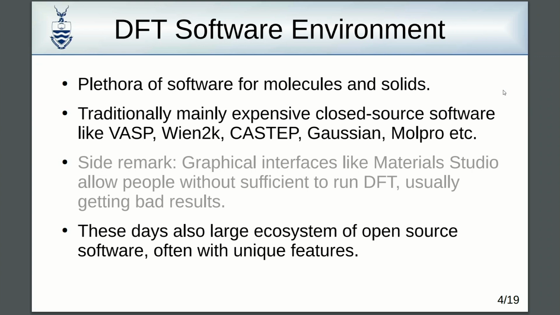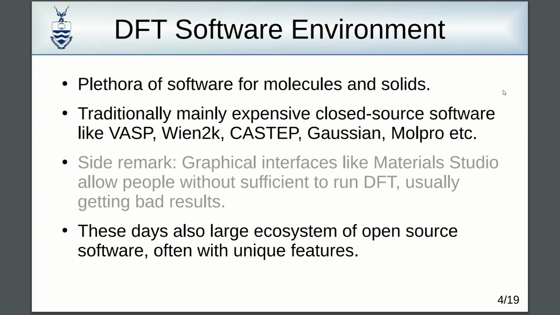Okay, so there's a whole lot of software in this field, usually different software for molecular simulations and solid state physics because the basis sets are different. And if you go back 10, 15 years, they were all very expensive closed source software like VASP or CASTEP or Gaussian, most of which are available on CHPC.